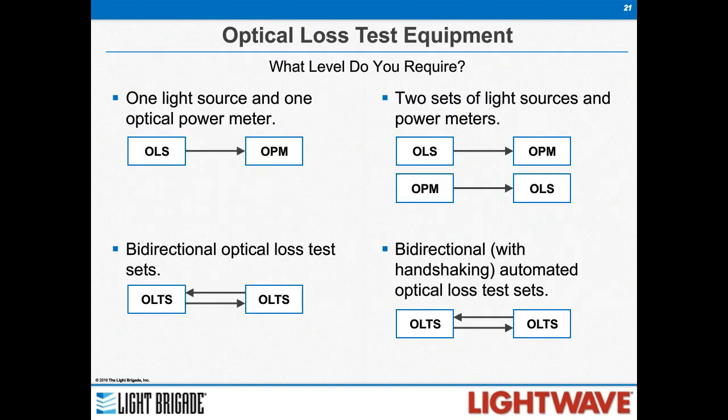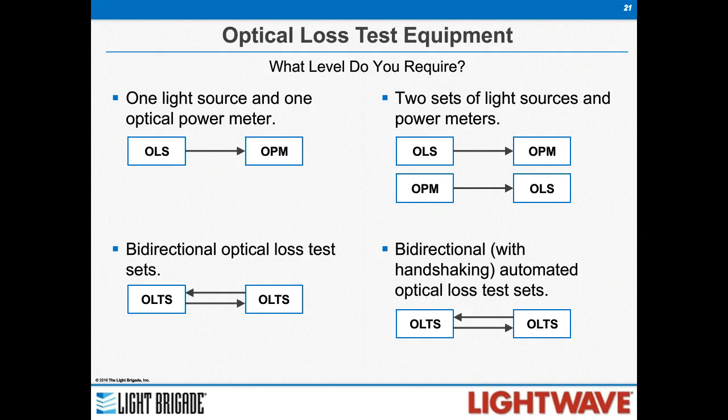So there are a few different ways you can set up to do optical loss testing. Simply, the most simple way, you have a light source and a power meter. You have one tech at one end, one tech at the other, and you record that, and then you flip them and you test it from the other end, because we always recommend you test bidirectionally. So at a minimum, you need one set. Obviously, if you have two sets, then your guys can stay put, and they can test for loss in both directions without having to move.